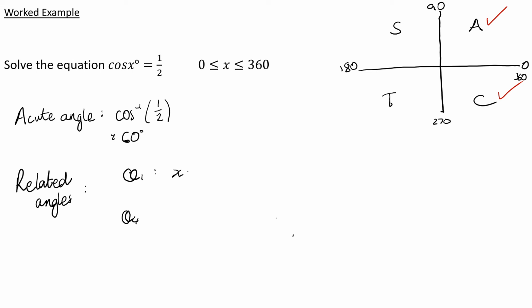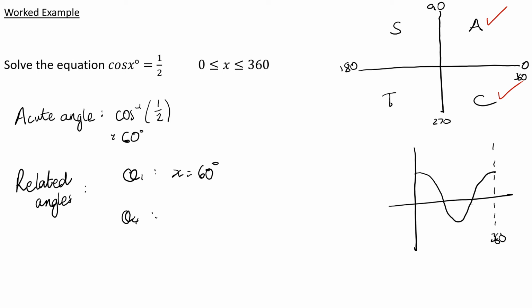In quadrant 1, our angle needs to be in between 0 and 90. Is this in between 0 and 90? Yes. In quadrant 4, our angle needs to be in between 270 and 360. Is this in between 270 and 360? No, it's not. So we need to do a wee bit of work here to figure out what that angle is. What I'm going to do at the side, I wouldn't expect you to do this, is just draw a wee cosine graph. There's 360, 270, 180, 90, 0, 1, minus 1.